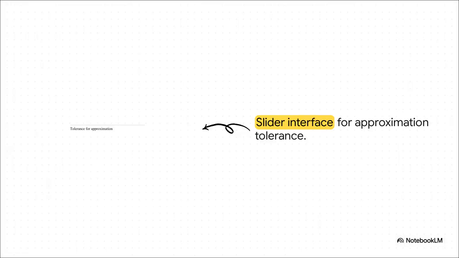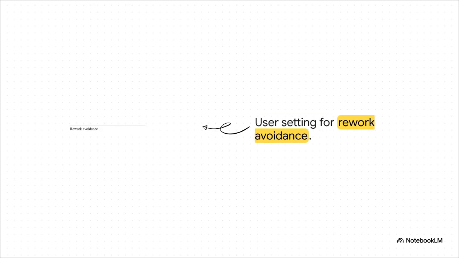So the crucial point is that this control needs to be put directly into your hands. Imagine a simple slider letting users explicitly set their tolerance for approximation. You get to tell the AI exactly what you value for this specific session. Or consider a setting specifically for rework avoidance. If you're working on something highly complex and you want to completely avoid that frustrating multi-turn repair sequence we talked about earlier, you can demand higher precision right up front.